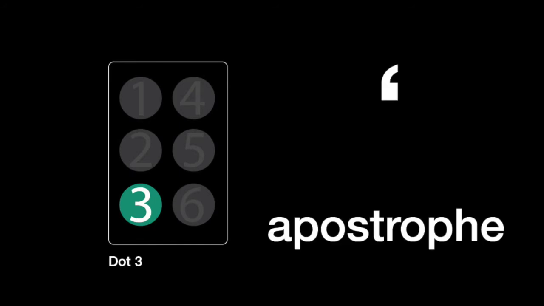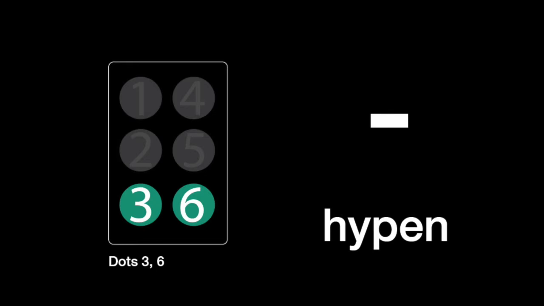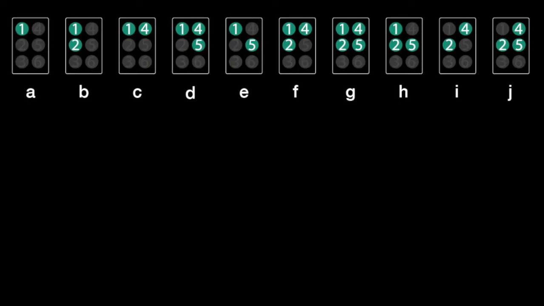An apostrophe is dot 3. Dots 3 and 6. A hyphen is dots 3 and 6. Now let's take a look at the numbers. Next, we will take a look at numbers.